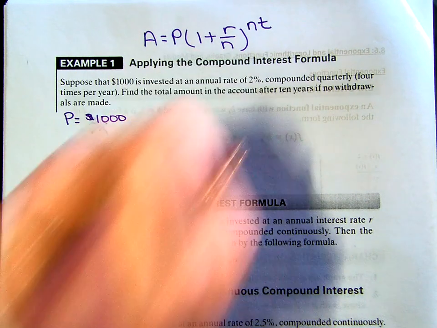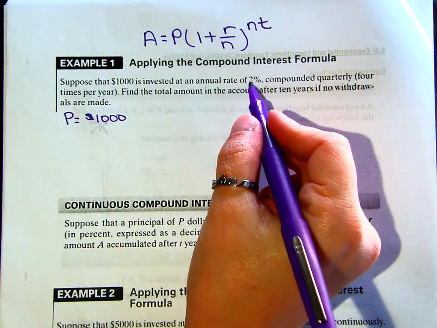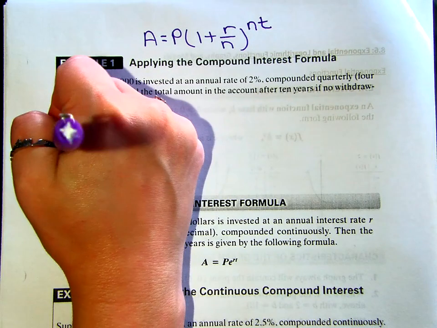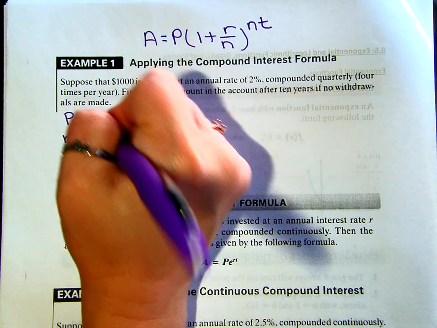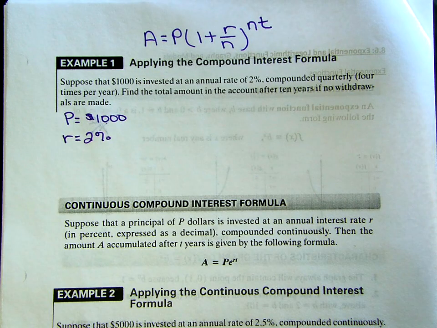It says at an annual rate of 2%. So the rate is 2%. Now I have to change that into a decimal. How do we change a percentage into a decimal? Yeah. So you can divide it by 100. You can also just move the decimal to the left 2 places.